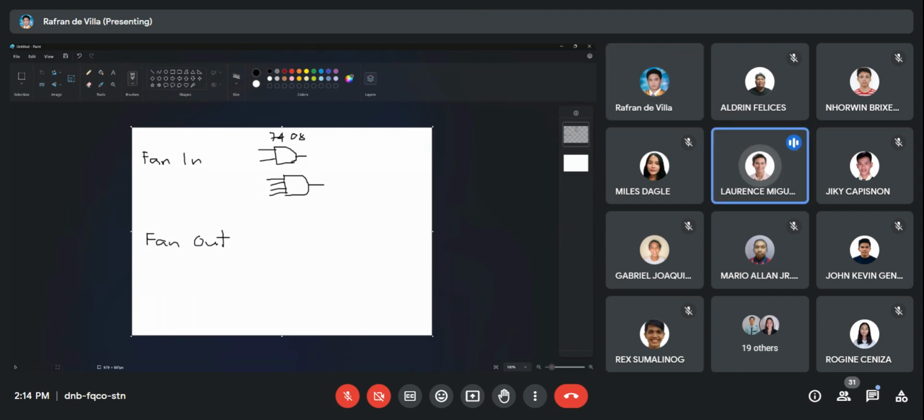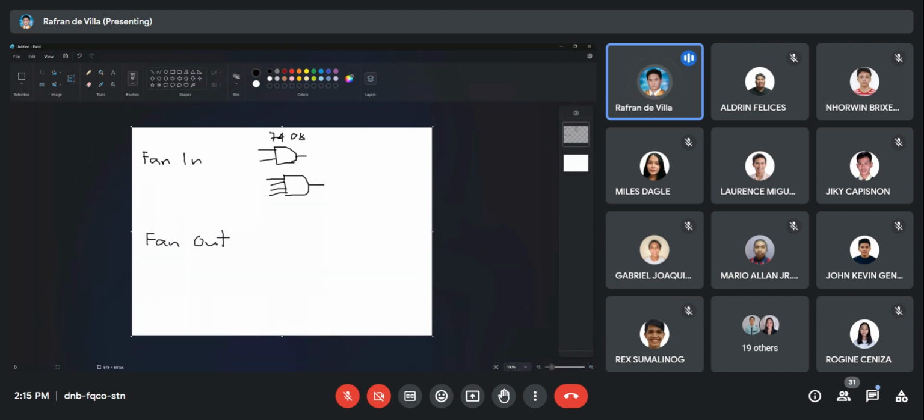Number of digital components that a single output can drive, the number of components that can be connected to a single output. Okay. Sakto ba, sir? So that is the definition that Ibarra got. So, for example, if we ask about the 7408, how much is its fan-out? Okay? You can see it in the datasheet.